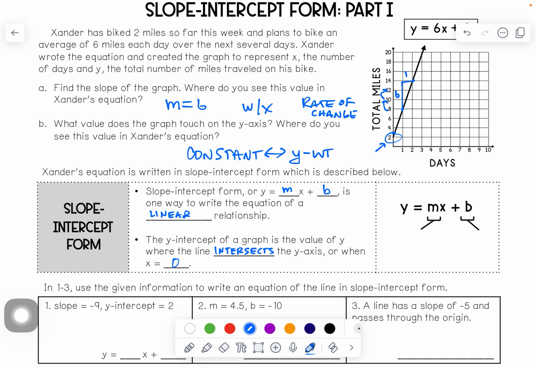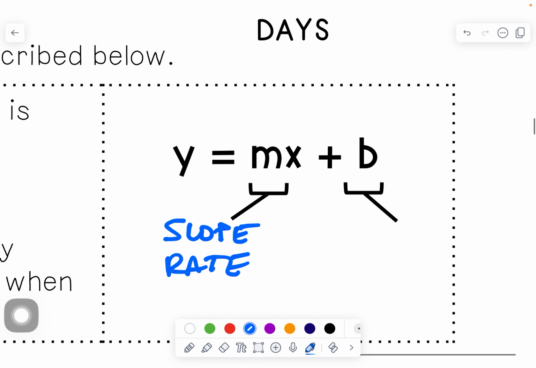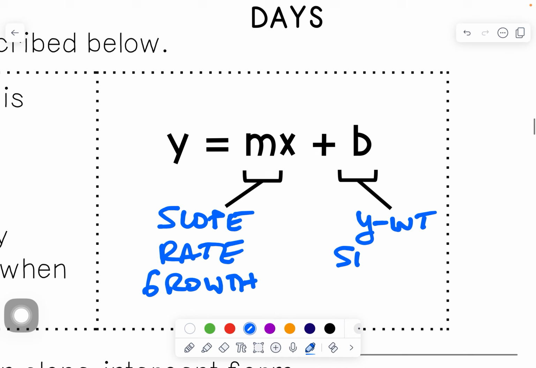This should not be new to you. Slope-intercept form is y equals mx plus b. It's a linear relationship. Okay, so the m value is always the coefficient. This is the slope. It is the rate. You might also hear it called growth. Those are just a few words. The y-intercept is the b value. You might also hear it called the starting value. You might hear it called the initial value.